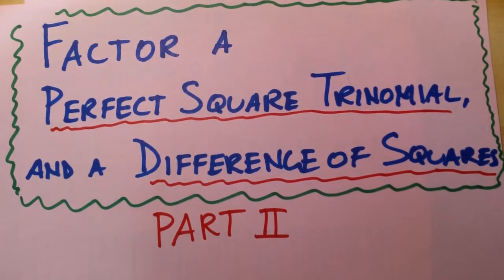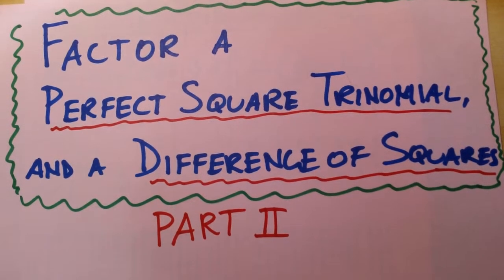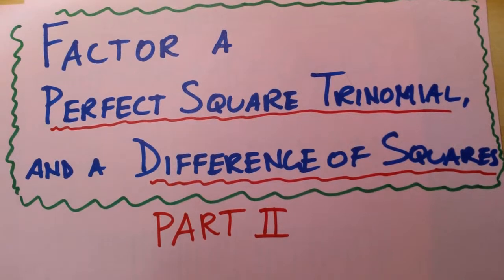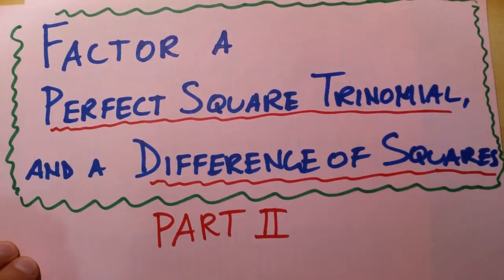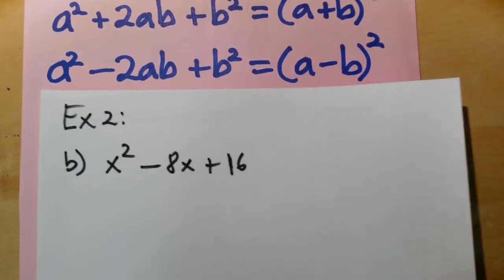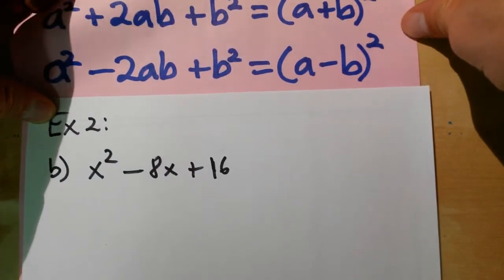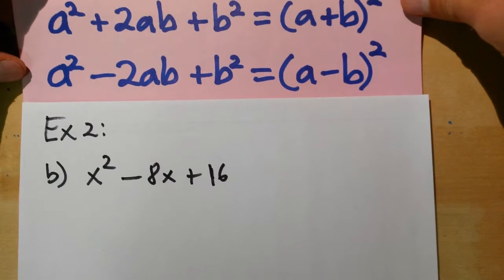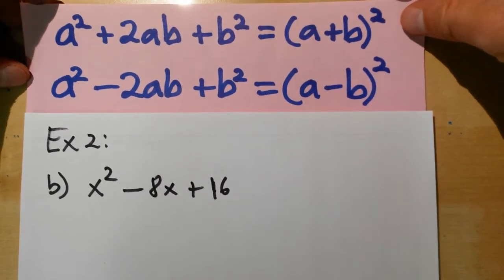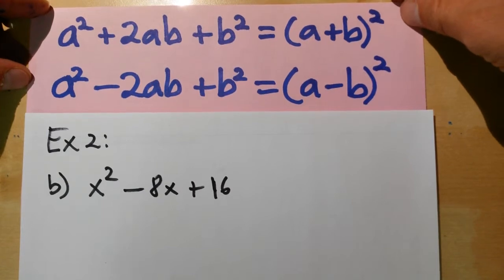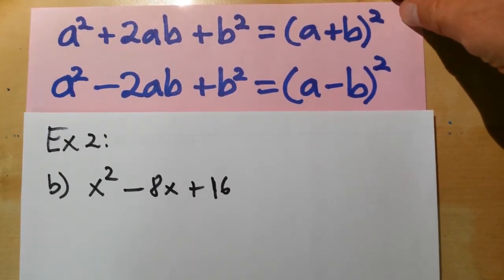We're looking at factoring a perfect square trinomial and a difference of squares, part 2. Let's start looking at some examples that deal with perfect square trinomials now. Let's move this away, and let's keep those two, the pattern for recognizing perfect square trinomials. Let's keep it right here as a reference, and let's look at this example: x squared minus 8x plus 16.